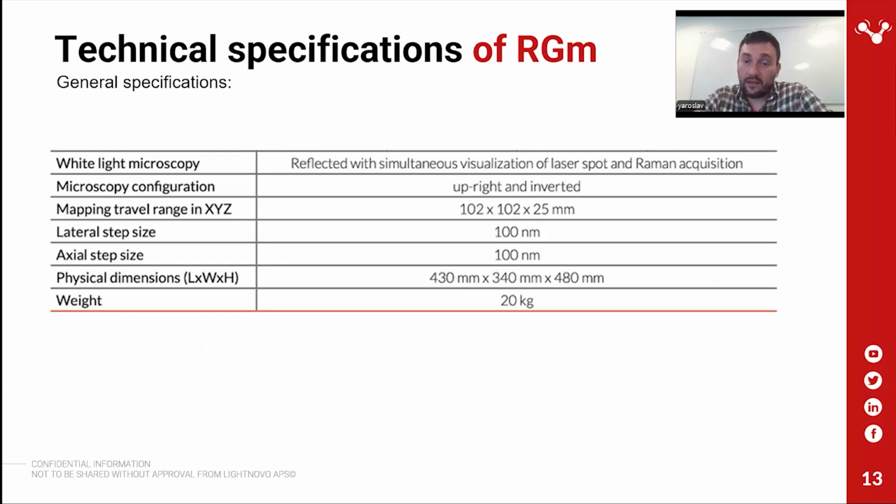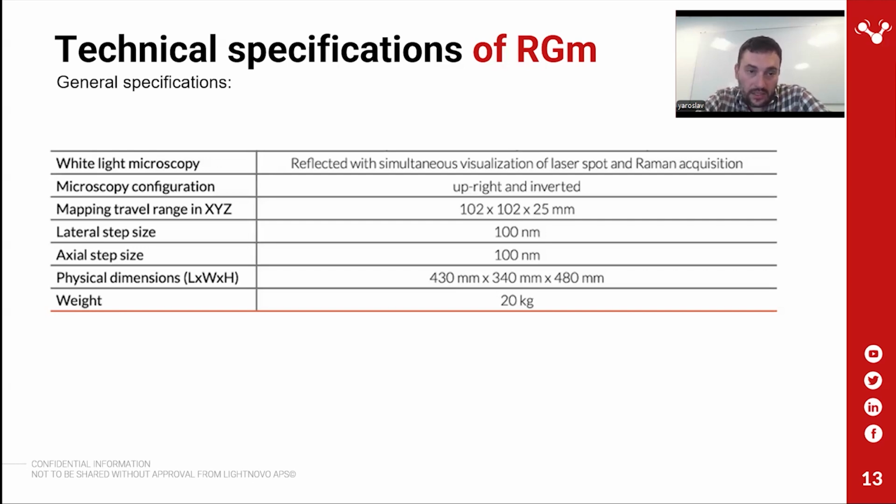An advantage of this system compared to the competitors is that we have simultaneous visualization of the visible microscopy image and acquisition of the Raman signal. So you always see the laser spot. You can always monitor if you damage your sample with too high laser intensity and things like that. In addition, this microscope can be used in both upright and inverted configuration, where you can just flip it over and use it for samples which could be measured in inverted configuration.